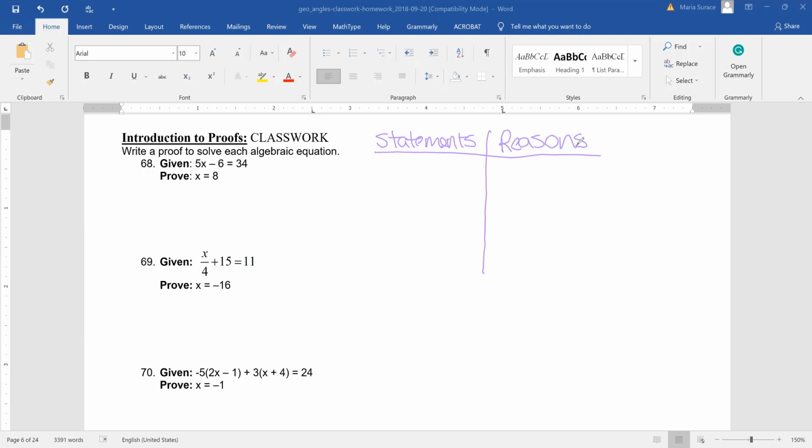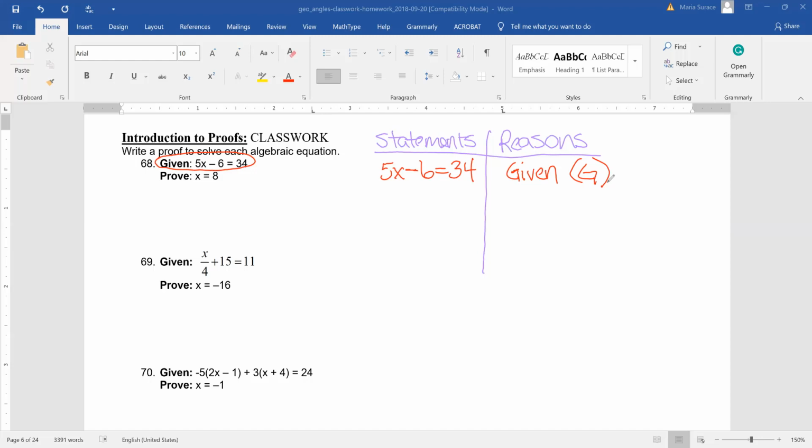In any proof, the very first step is always our given. So we take our given and we write it as our first step. And the reason for it is because it's given. Now, many times after this, you're allowed to use just a G to represent given. So you don't need to write out the whole word given every time. You could just write G, and that's interpreted as it's a given statement.